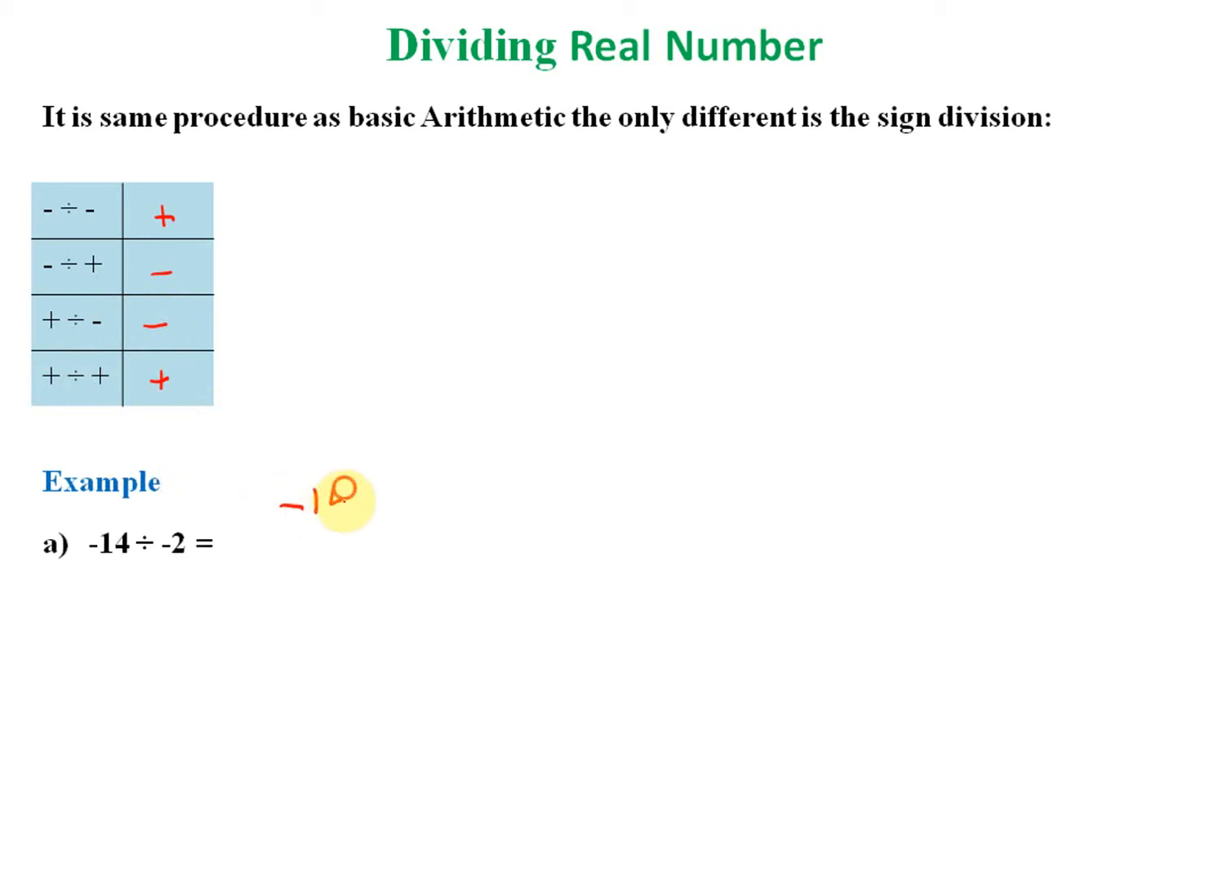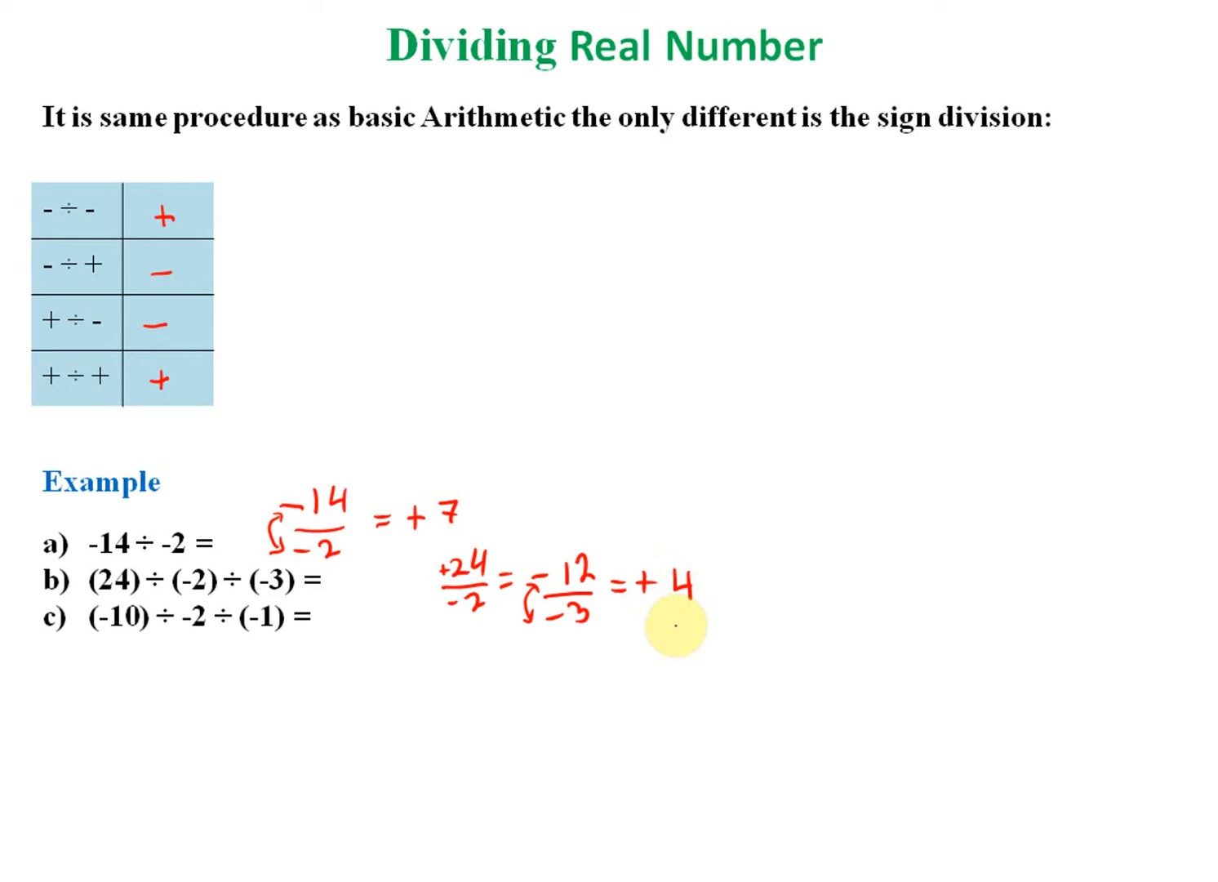Negative 14 dividing by negative 2 would give me a positive 7, because negative dividing by negative is positive, and 14 dividing by 2 is 7. Same with 24 dividing by negative 2, would give me a negative 12, because I know that 24 has a positive sign, so positive dividing by negative is negative, and 24 dividing by 2 is 12. Then we divide by minus 3, which is negative divided by negative is positive, 12 divided by 3 is 4. Now let's have a look into this one.